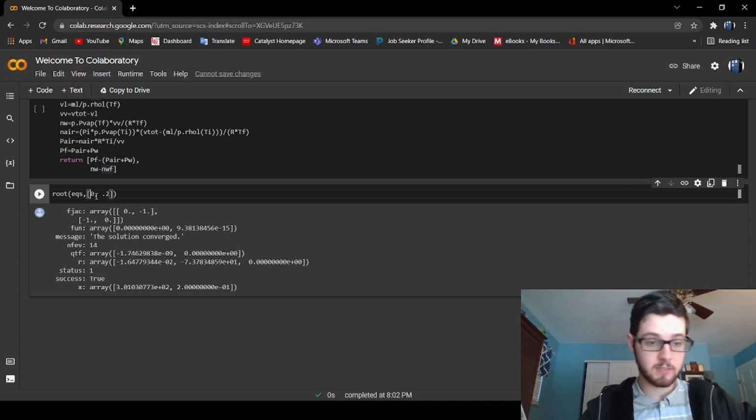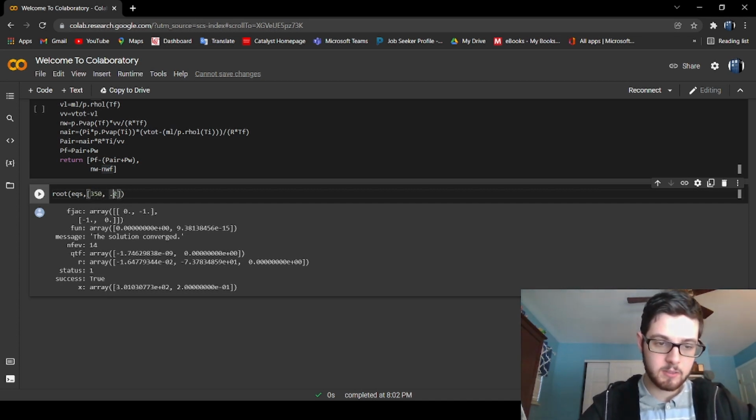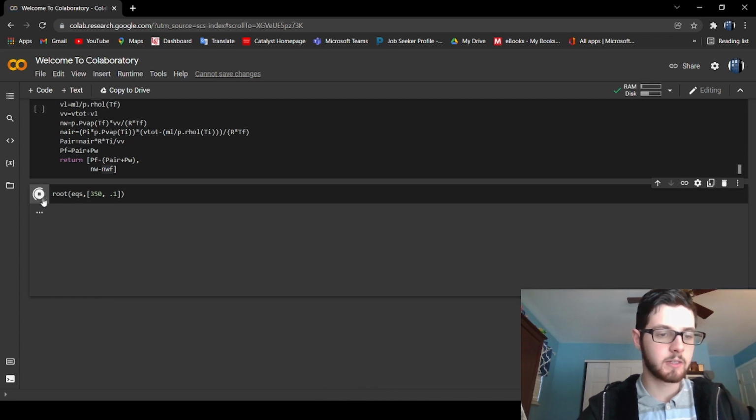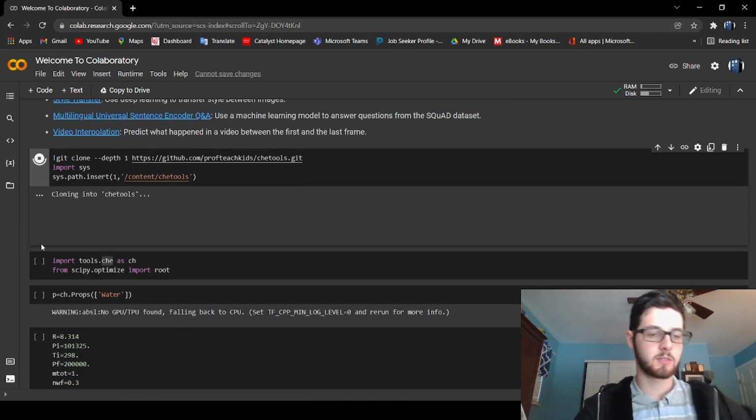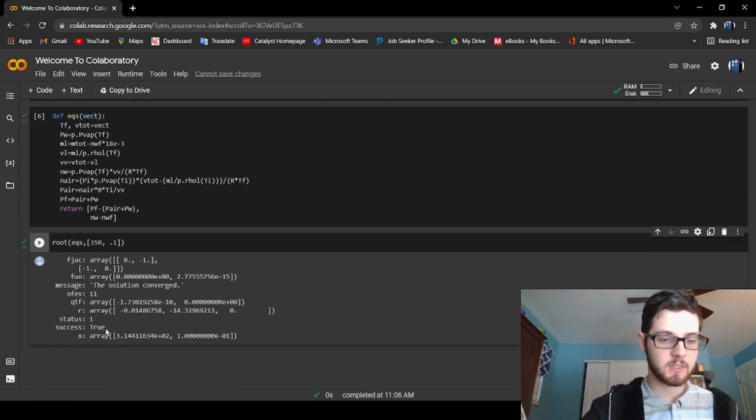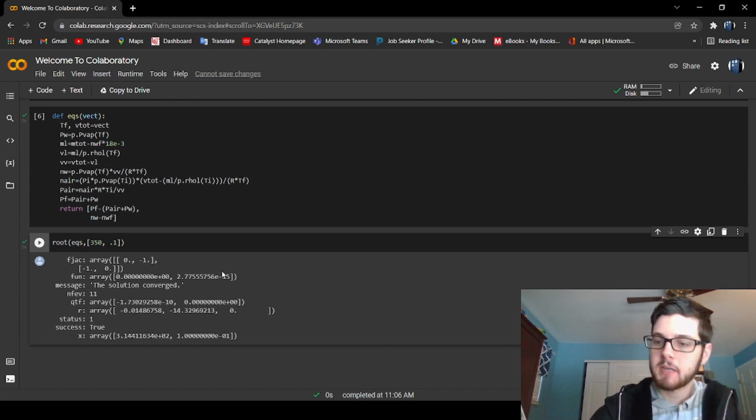But see, I could even put something as low as 350 and 0.1, it still works. Oh, wait, I didn't run any of this. It reset the default runtime, so yeah, see, it still says it's true. So I don't know if this is 100% the right answer, but I guess I will figure that out later.